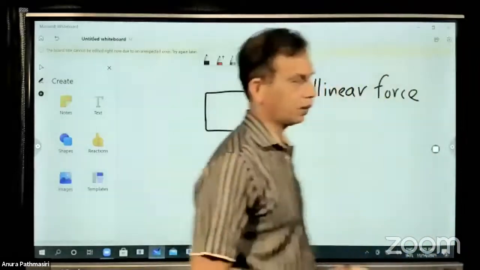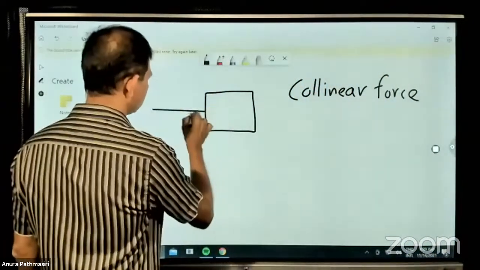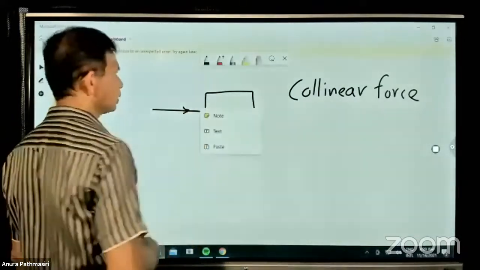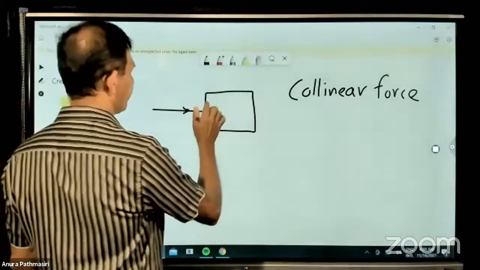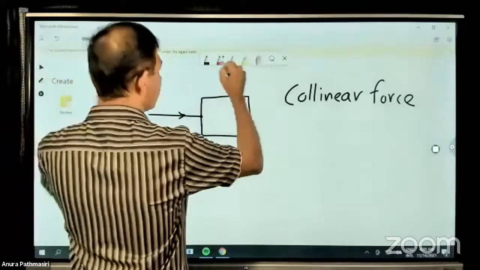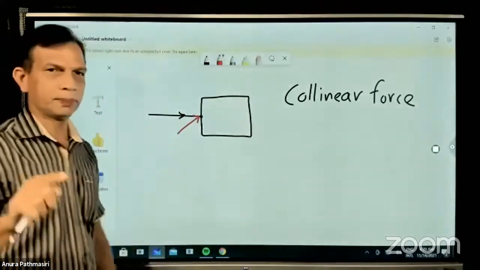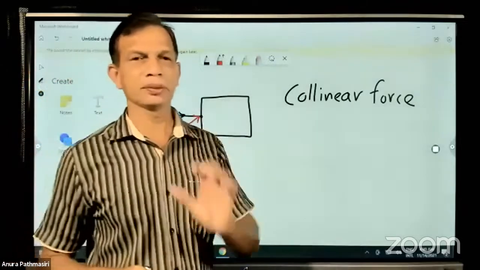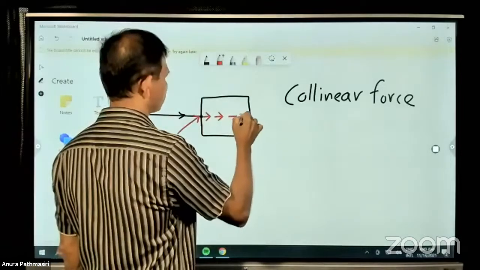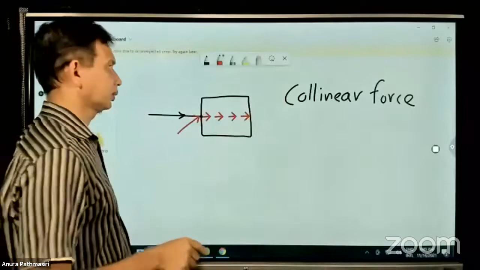When a force is applied onto an object, there are three things that we want to study. One, there is a point of application, the place where we apply the force. And the second one, the line of action along which the force will be applied.